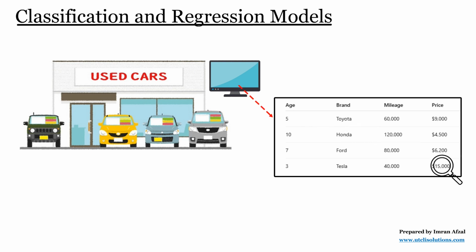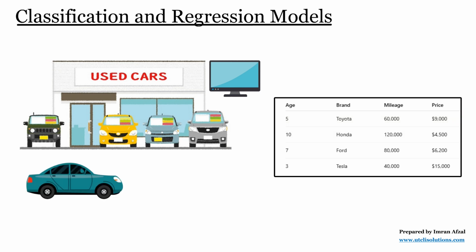The computer sees patterns. It learns that a 5-year-old car with low mileage costs more than a 10-year-old car with high mileage. Then, when a new car comes in, the computer says this car is worth $8,000. That is a regression problem because the answer is a number, a price. It is not a group name like cheap or expensive. It is a real value.